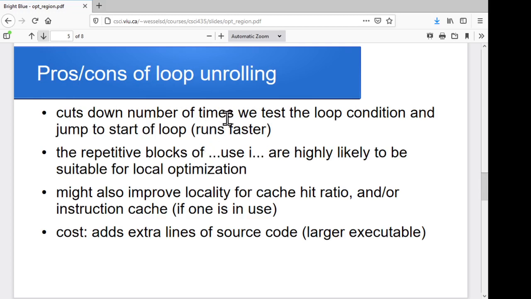So again, we can cut down the number of times we test the loop condition and jump to the start of the loop, pick up speed. The cost for that is we're adding extra lines of source code, right? So we're winding up with a larger executable because we're repeating the body multiple times.